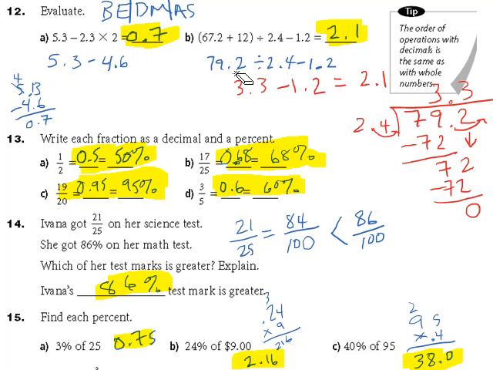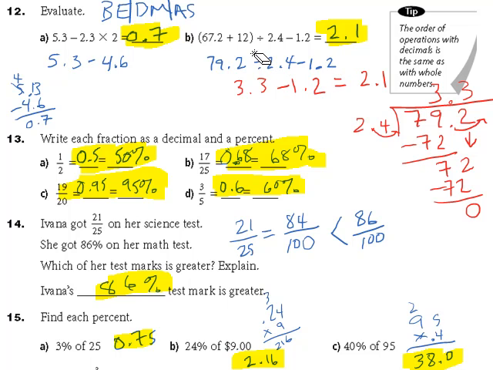On this one, we do what's in the brackets first. I just did that in my head, 79.2. And I write out everything else that hasn't been done, divided by 2.4 minus 1.2. So then I have a new problem. I've done one step, and now I have to do the next step. So I just rewrite the problem as a simpler problem.